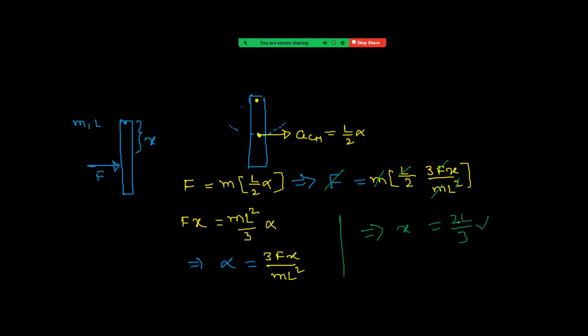Means if a force is applied at a distance 2L by 3 from the fixed end, there is no hinge reaction. Or we can say, if an impulse is given at some distance x, there is no impulse because of the hinge, and that point is known as center of percussion. That point is known as center of percussion. Okay, that is 2L by 3. Okay, so I hope you got the clarity.